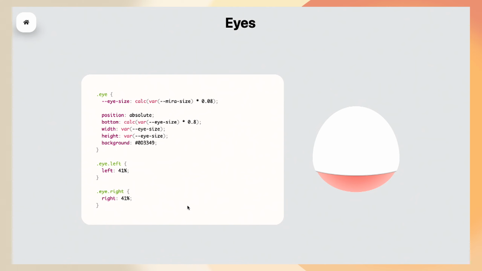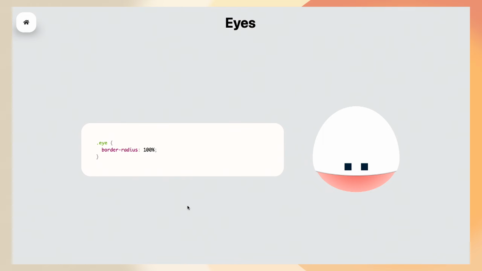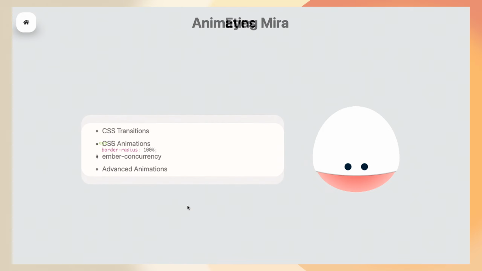Then we need some eyes. There's a bunch of stuff here, but basically we'll position two elements in the place where we would expect the eyes on this thing, and eyes are usually round. So we'll apply a border radius again. So that's the basic setup we will use for Mira, and now we'll actually get to the animating part.